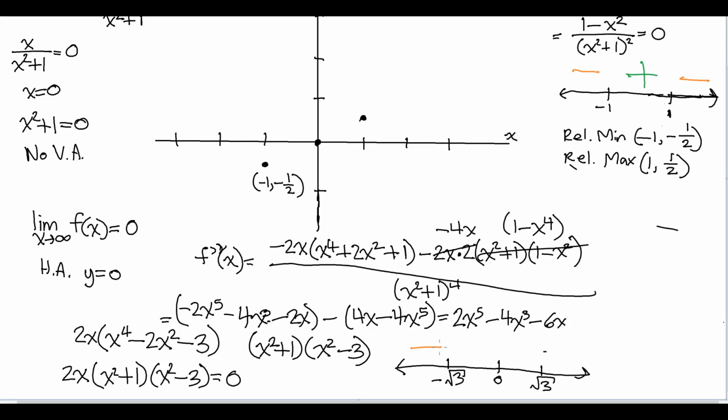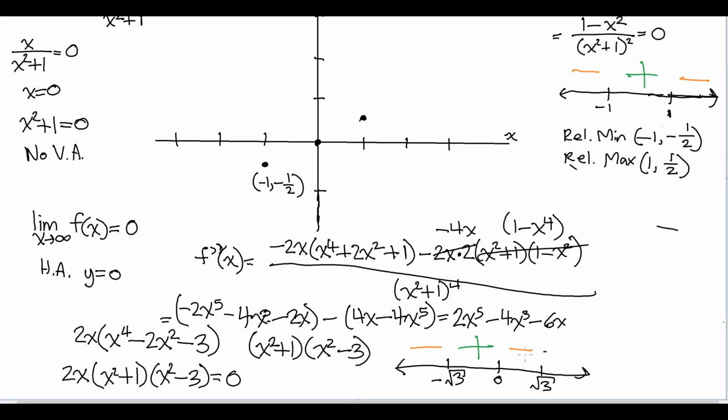Now from negative root 3 to 0, let's try negative 1, okay? So 2 times negative 1 is negative. We have a positive from the middle term, it's always positive. And we have a negative. So we have 2 negatives and 1 positive. That will make it a positive. It's concave up in that interval. So what about from 0? We have positive, positive, but we have a negative again over here. So it will be concave downward from 0 to root 3.